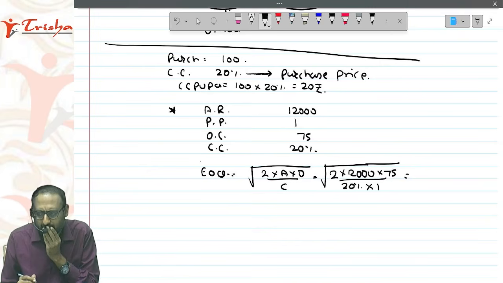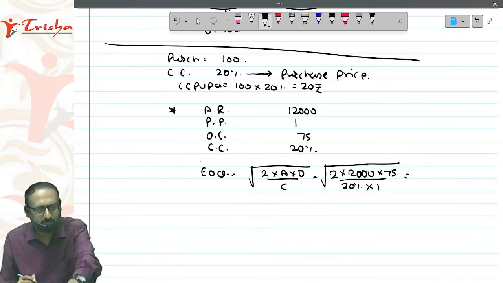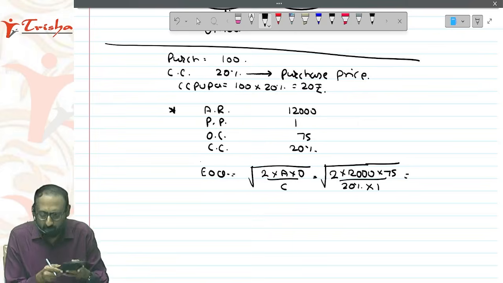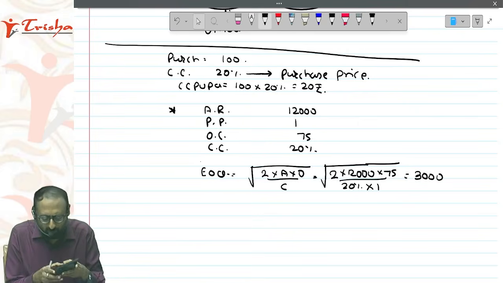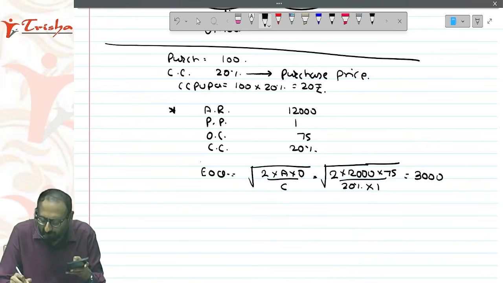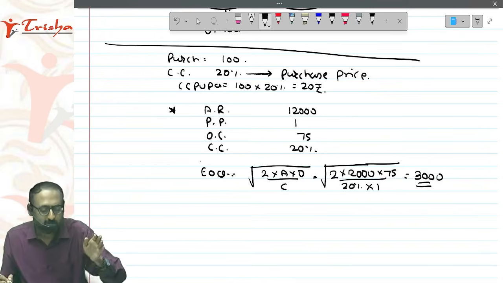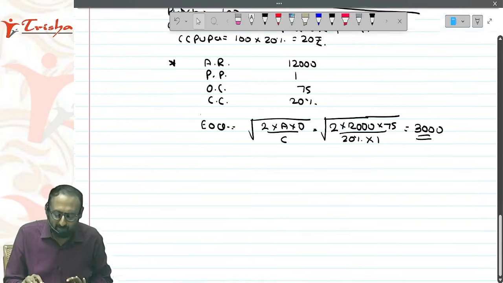300? 3000? Something is your answer. Are you sure 3000 is your answer, guys? Check, Sarji. 2 multiplied by 12,000 multiplied by 75 divided by 0.20, 90 lakhs under root. Whether your answer is 3000? Yes or no? Now I will change one question.